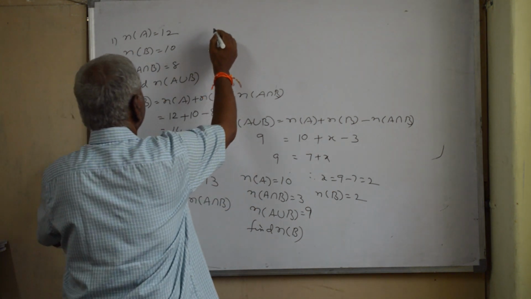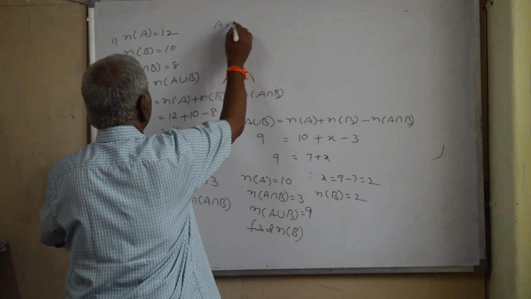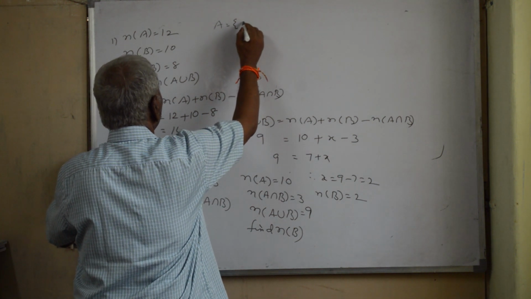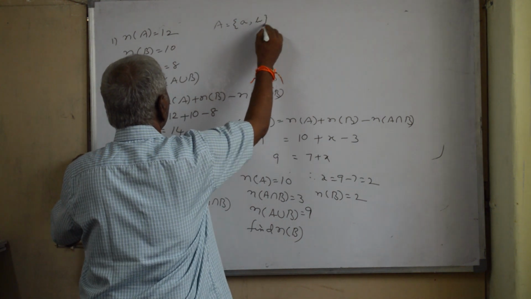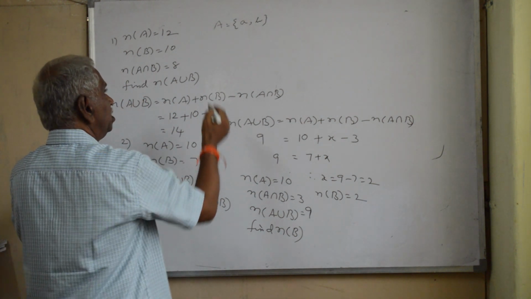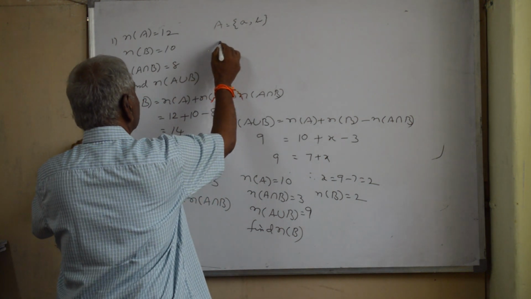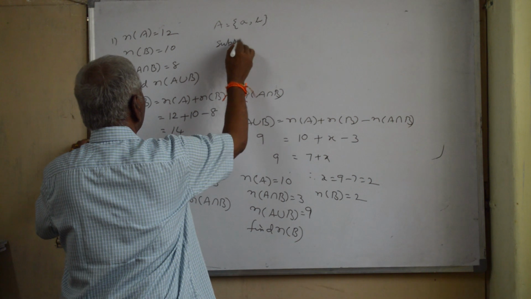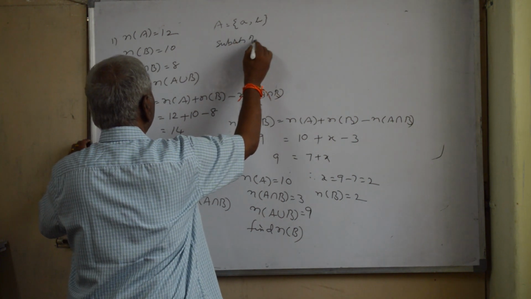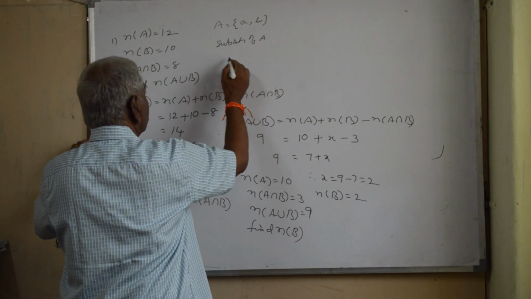So subsets. Suppose A is equal to {a, b}. So we have the subsets of A. What are the subsets of A?